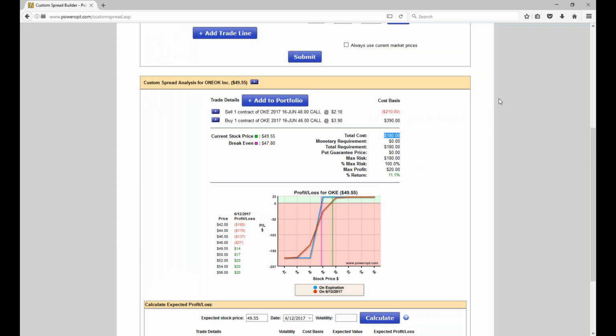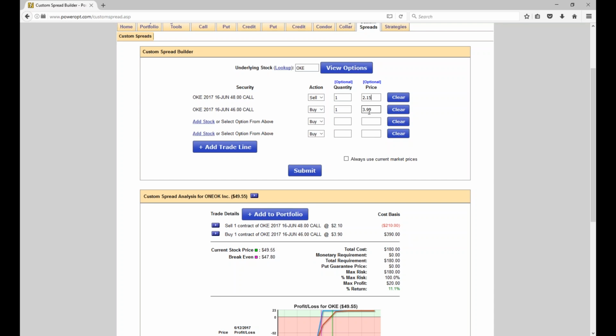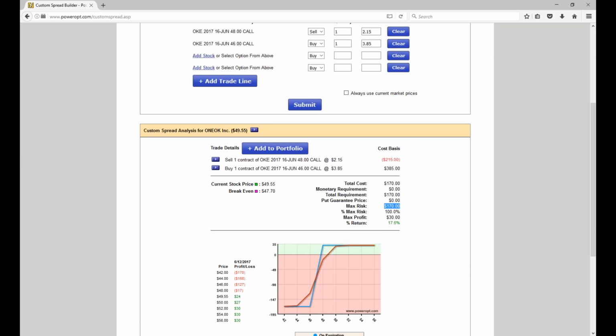Let's say you got a little bit better pricing. Let's say we sold this for 215, we got this at 385. Now I've got a risk of 170, and if everything works out as I want, the stock stays above 48, we close the position out, get our 2 points back, and make 30 cents, or 17.6% yield, 30 cents over 170, versus the bear call that had 25-cent maximum profit over 175. Same exact probability. The stock would be above 48. But it's a 17.6 versus a 14.3.